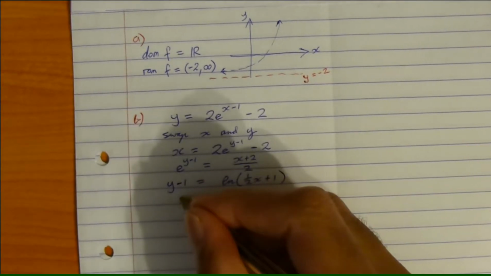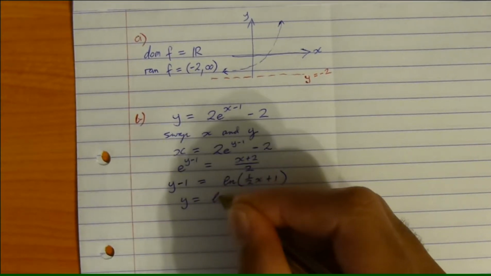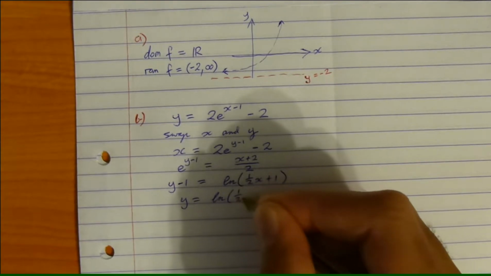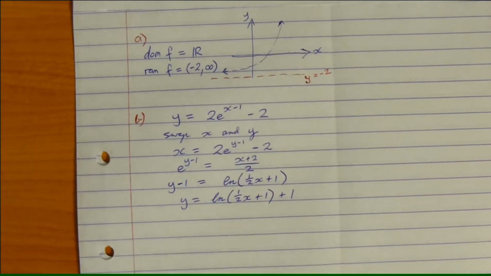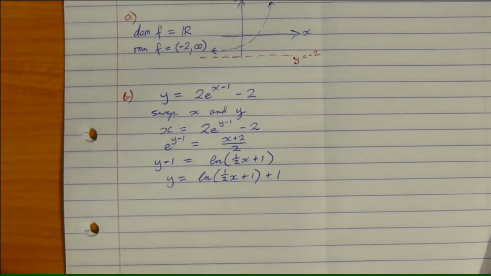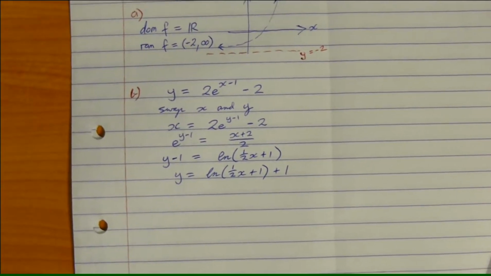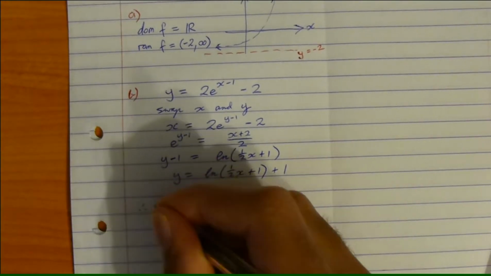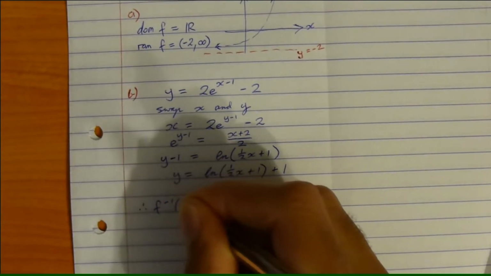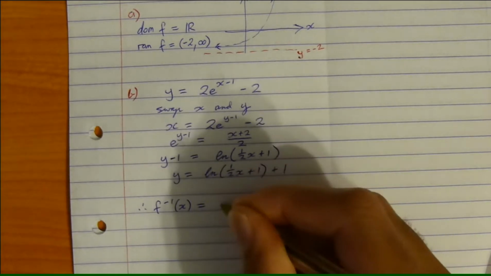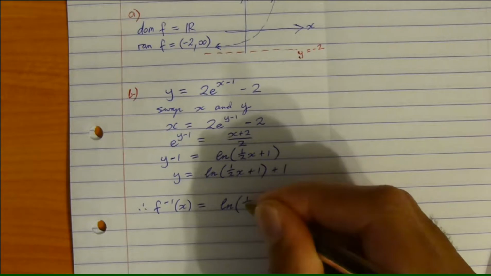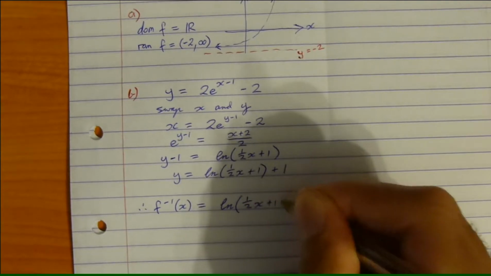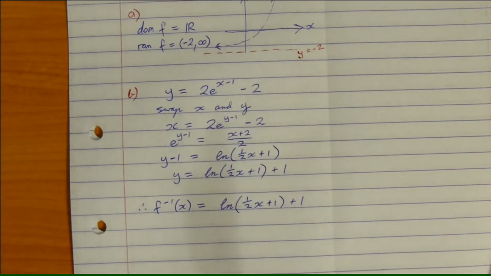Now I then add 1, so y is equal to ln of (1/2 x plus 1), plus 1. Okay, so I have now found the inverse of the graph, so therefore f negative 1 of x is equal to the ln of (1/2 x plus 1), plus 1. And that's the answer to part B.